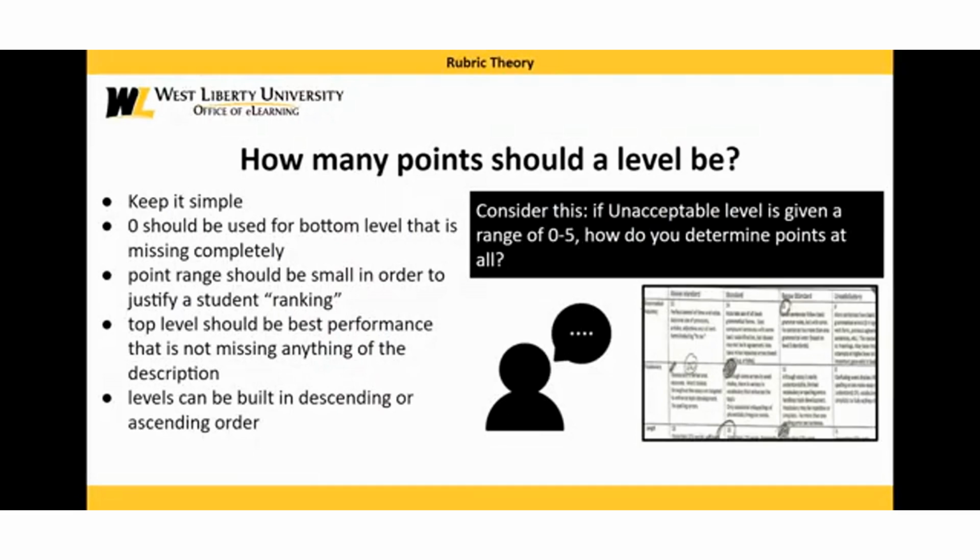Consider this. If an unacceptable level is given a range of 0 to 5, how do you determine points at all? If a performer was missing something, would they get a 0 or a 1 or 5? If rubric tasks are built like this, a performer could have a submission that's missing everything important and still receive points. Therefore, a performer could add points to their numerical score for the course, but not hit any of the learning objectives, defeating the purpose of the assignment.